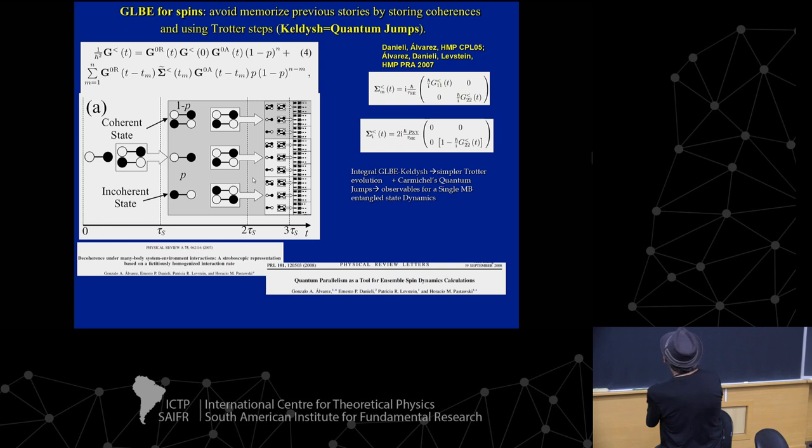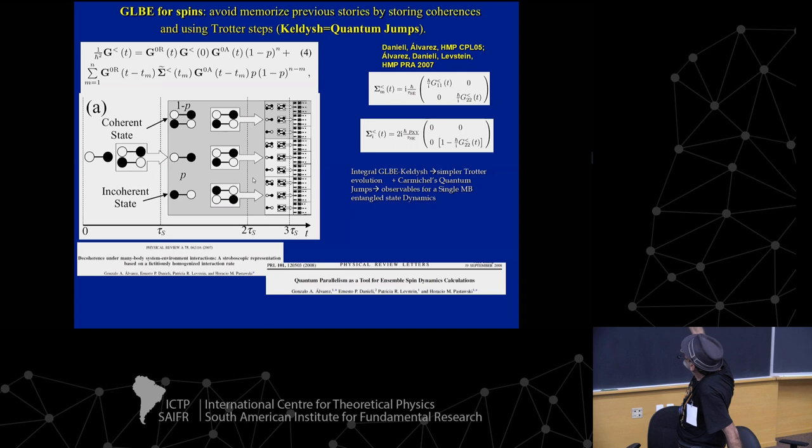So from that, what we learn is the following: essentially this integral Keldysh equation could be solved by a simpler Trotter evolution and considering the environment in sort of quantum jumps. And from that quantum jumps, we conceived the idea that this density function was accounting for all these histories, the superposition of all the possible histories. And then we decided to use this as a tool to calculate the really many-body dynamics. I will not go into the details. But after that, we developed this method, which is quantum parallelism, to do the spin dynamics.